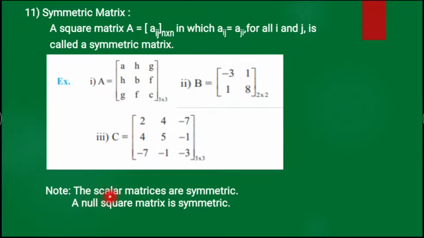Note, scalar matrices are symmetric. That means if we see the example of scalar matrices, scalar matrices are always symmetric. Second, a null square matrix is symmetric. That means the null matrix is also an example of a symmetric matrix.